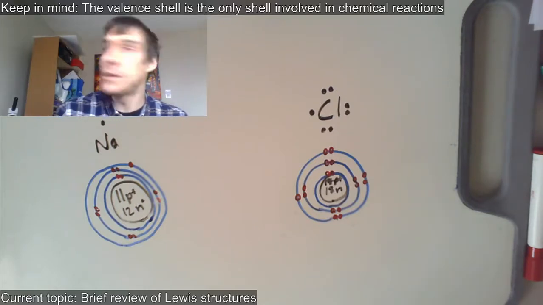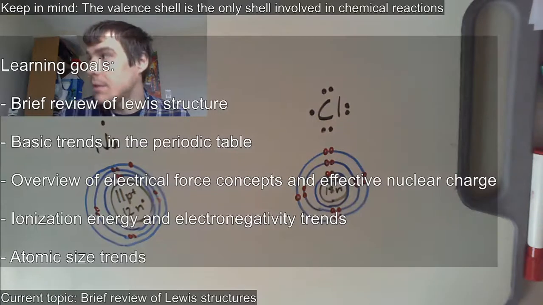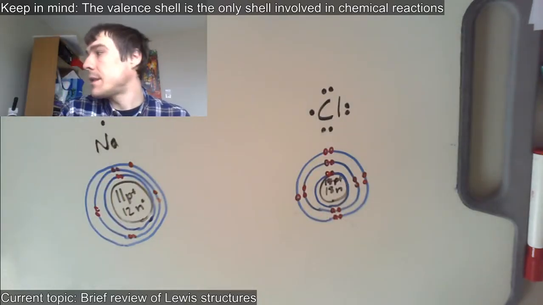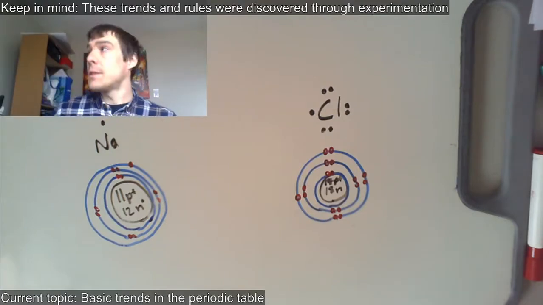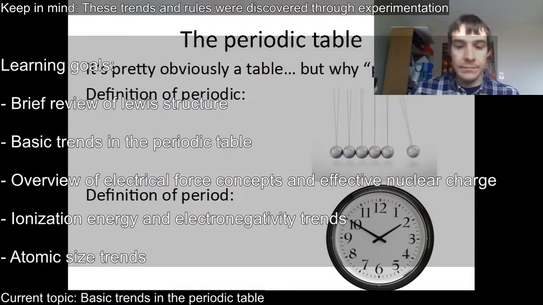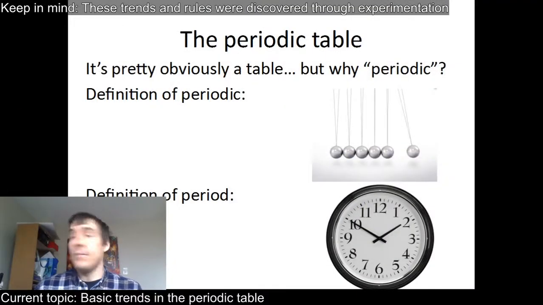We're going to move on to our learning goal, which is basic trends, just the start of trends in the periodic table. So I'm going to pause and fix that up. Okay, so we're talking about basic trends in the periodic table. I'll move this over here. Basic trends in the periodic table.